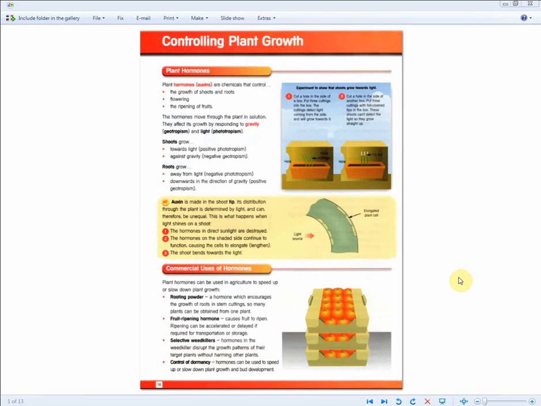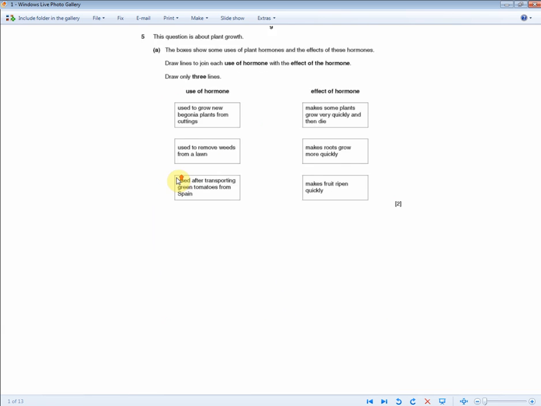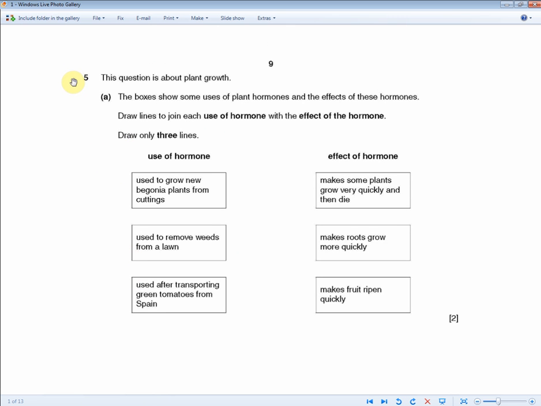The next set of exam questions are testing the section of the revision guide, controlling plant growth. So let's look at the first exam question and begin. So this question is about plant growth. The boxes show some uses of plant hormones and the effects of these hormones. Draw lines to join each use of hormone with the effect of the hormone.